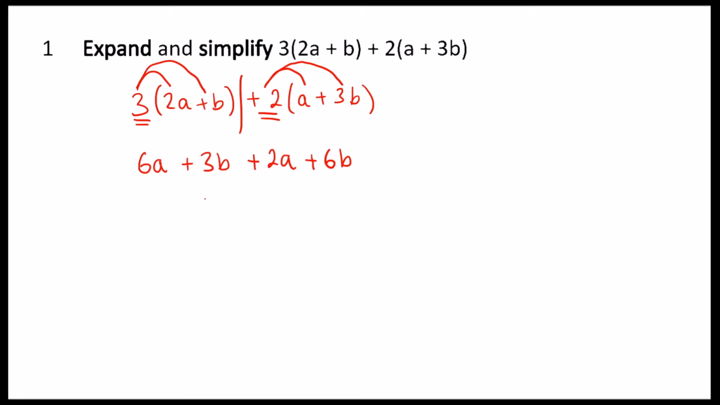Now we've expanded our brackets, we can collect like terms to get our final answer. So we have 6a, and we're adding another 2a to it, which gives us 8a in total, and likewise we have positive 3b, and we're adding another 6b to it. That gives us positive 9b. The reason this is a plus sign is because the amount of b that we have is positive.